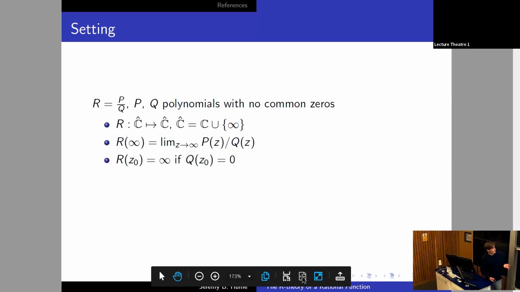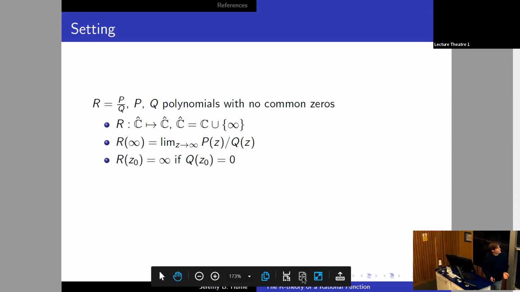The way we do that is we map infinity to the limit of the values of the quotient of the polynomials. And if the denominator has a 0, then we just map that 0 to infinity, including if the numerator has a 0. We're assuming that there's no common zeros of P and Q, so that won't happen.